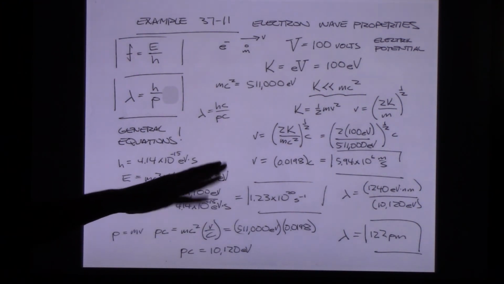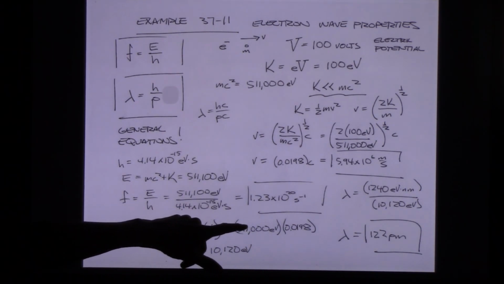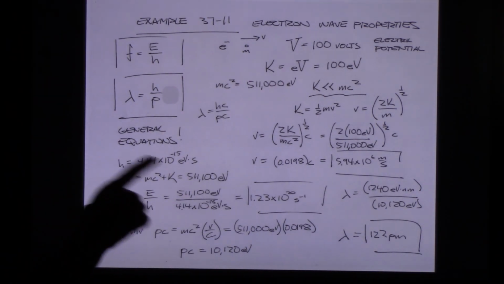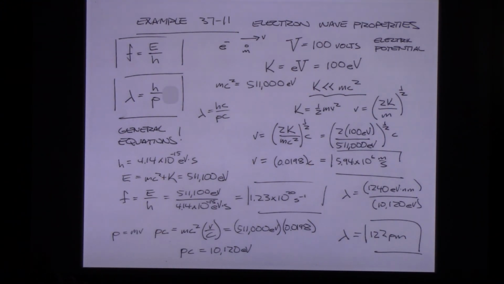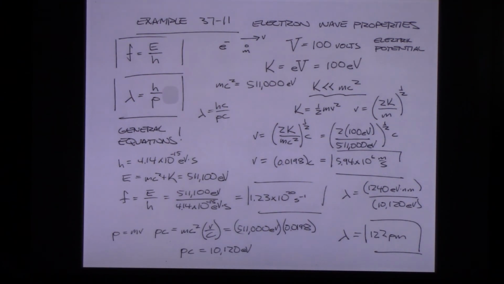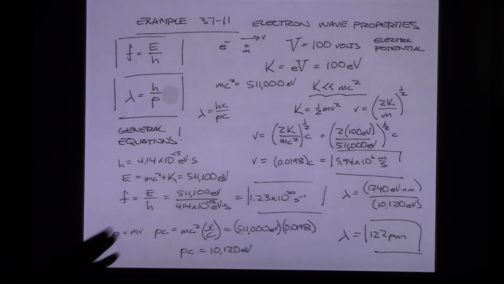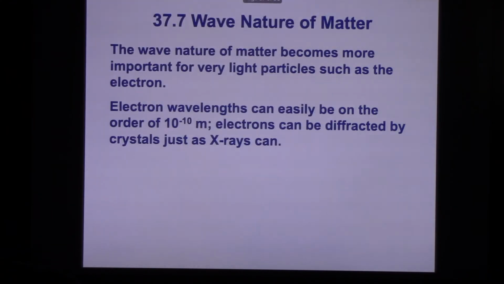So again, I'm going to claim that with a little practice, these are faster solution methods than keeping track of all the conversions into joules and then kilograms and converting all the units. Anyway, I ended up with a wavelength of 122 picometers. So there you go. Those formulas are general for every type of particle. They work for photons, they work for electrons. It's a starting point for whatever kind of particle we're looking at. That's what we want to start with.